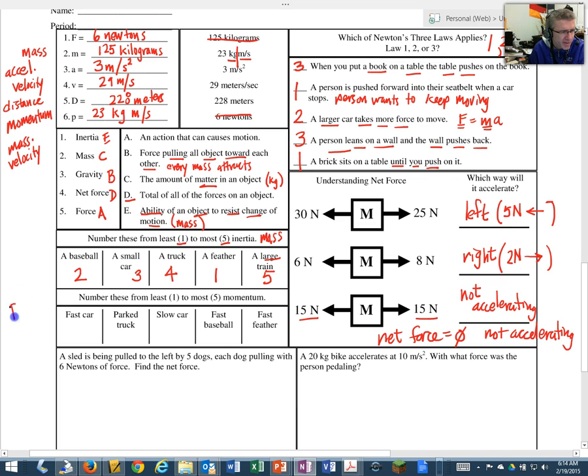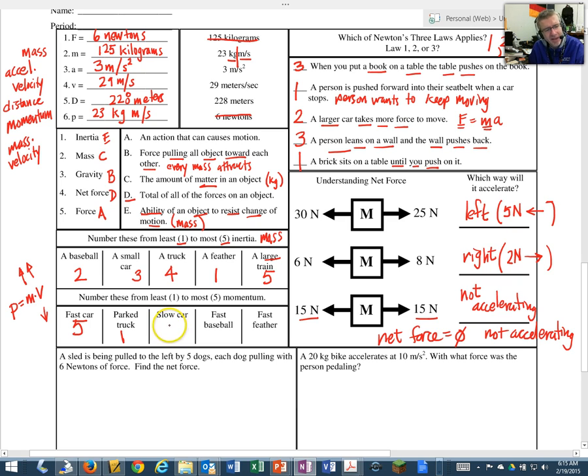Now, momentum. So momentum, that's P, equals the mass times the velocity. This was above and beyond question. If my mass is big and my velocity is big, then my momentum is going to be largest. So a fast car has the largest mass of any of these, and it also has the largest speed. So this one's going to be the most momentum. A parked truck, velocity is 0, that has the least momentum. Even though it's a big object, mass is large, it's not moving. So that's the least.